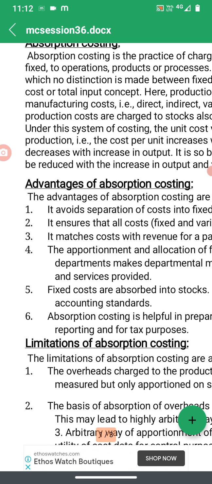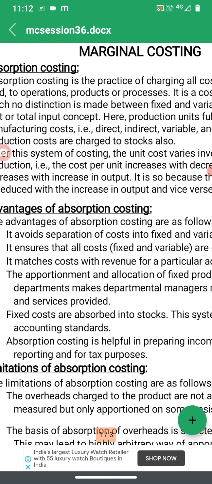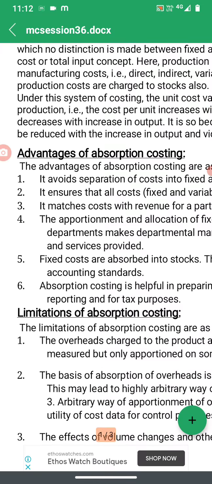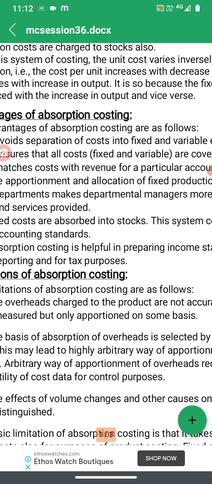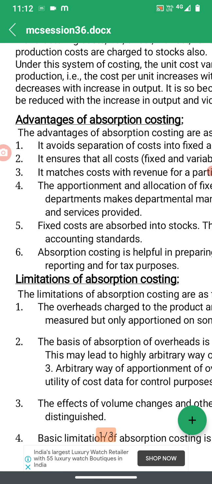If we take only marginal cost, the departmental managers may not be very serious about the cost, because they may identify that the cost is very less. But if you take both the costs into account, the cost amount will increase, and that will act as a caution for the managers. Fixed costs are absorbed in stocks too. So in case of stocks, the fixed costs are also absorbed.